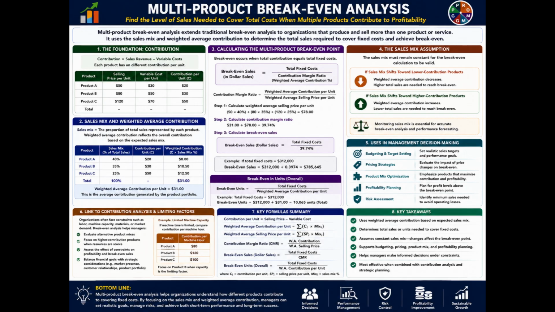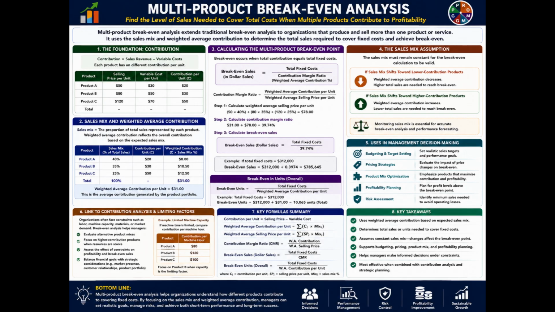Multi-product break-even analysis is closely linked to contribution analysis and limiting factor decision-making. Organizations often operate under constraints such as labor availability, machine capacity, material supply, or market demand. Management may therefore seek to adjust the product mix to maximize overall contribution while maintaining an acceptable break-even position. Products generating higher contribution margins may receive greater emphasis if resources are scarce. However, strategic considerations such as customer relationships, market presence, and product portfolio balance may also influence decisions. Consequently, break-even analysis should be integrated with broader management accounting and strategic planning techniques.